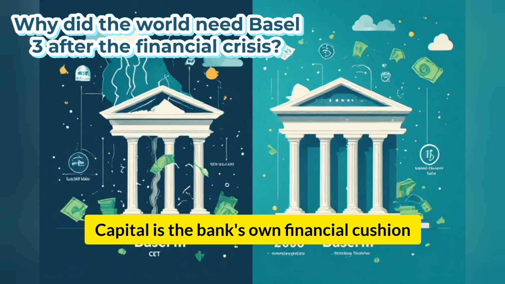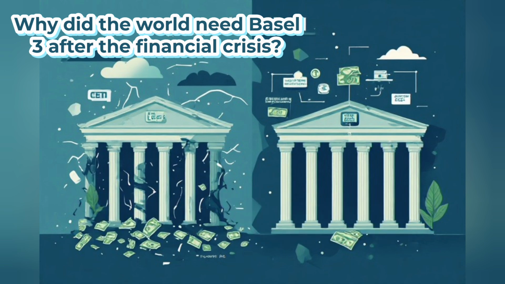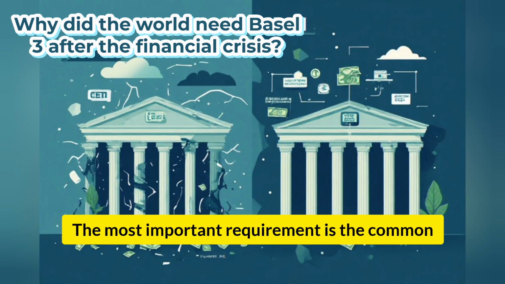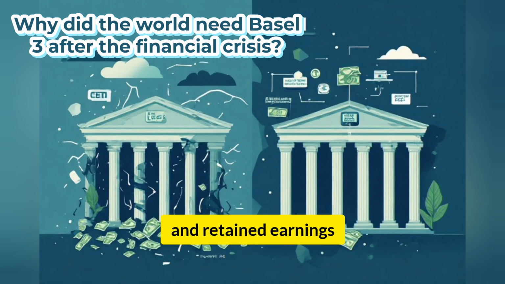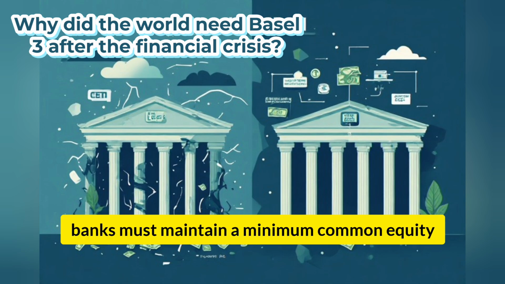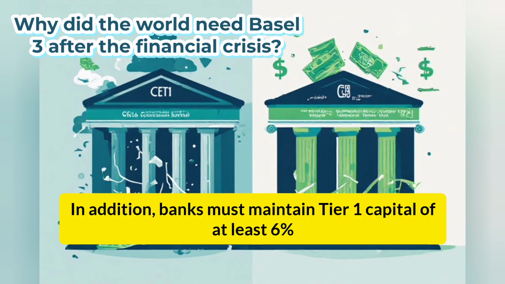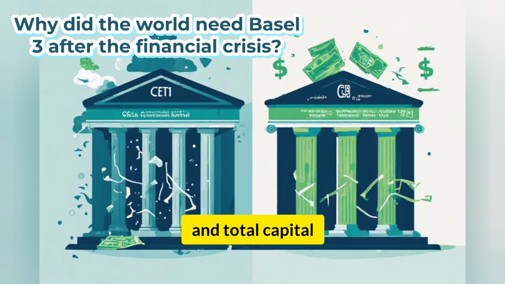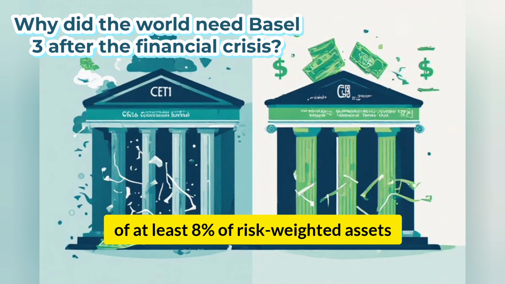Capital is the bank's own financial cushion that absorbs losses before depositors are affected. The most important requirement is the Common Equity Tier 1 ratio, consisting mainly of equity shares and retained earnings. Under Basel III, banks must maintain a minimum Common Equity Tier 1 ratio of 4.5% of their risk-weighted assets. In addition, banks must maintain Tier 1 capital of at least 6% and total capital, that is Tier 1 plus Tier 2, of at least 8% of risk-weighted assets.